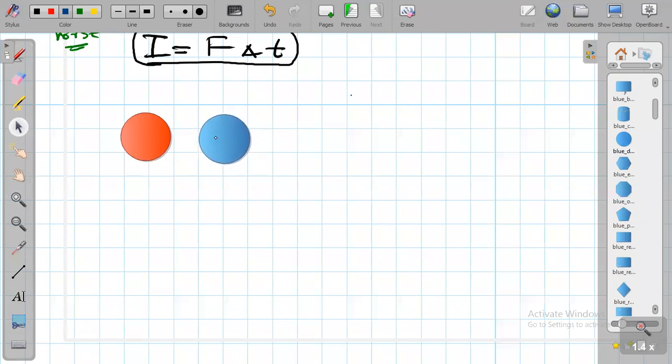Like this, when two objects collide on each other, they impart equal and opposite forces on each other due to Newton's third law of motion.